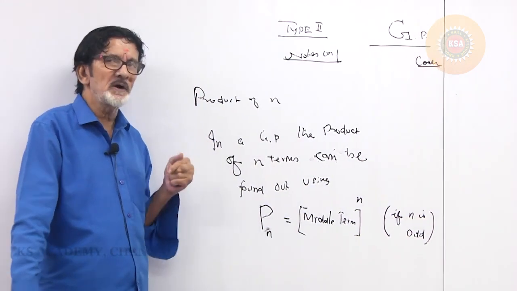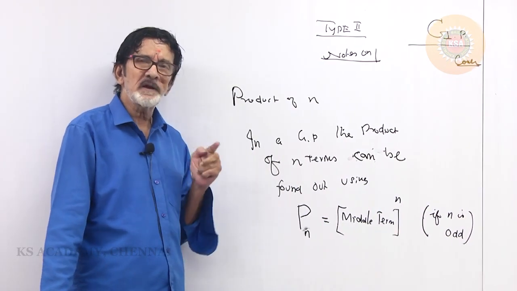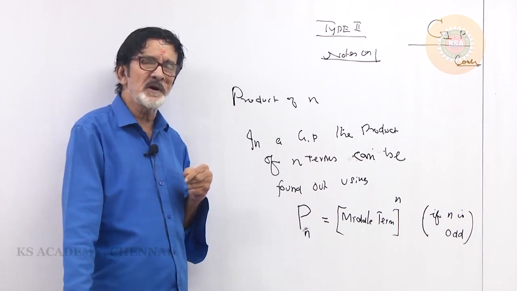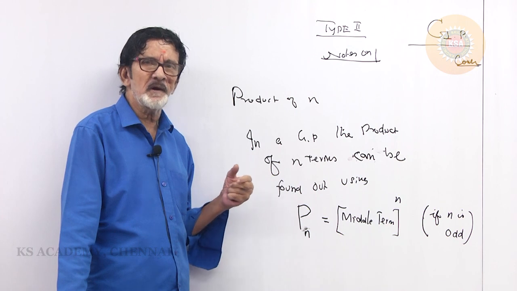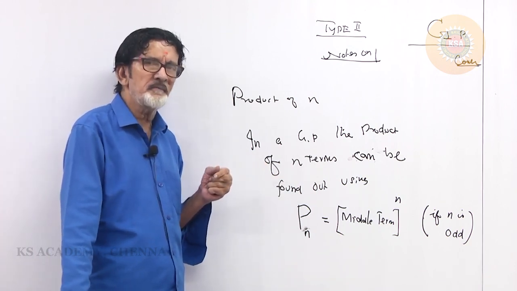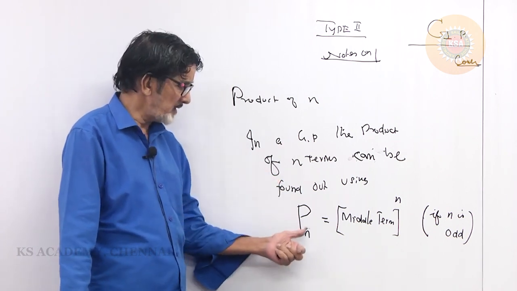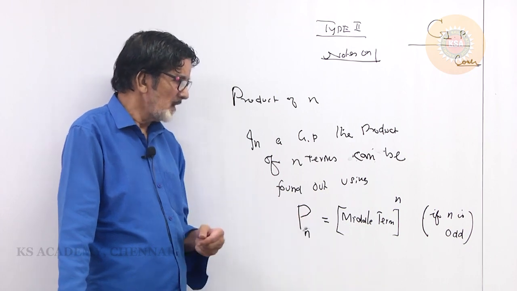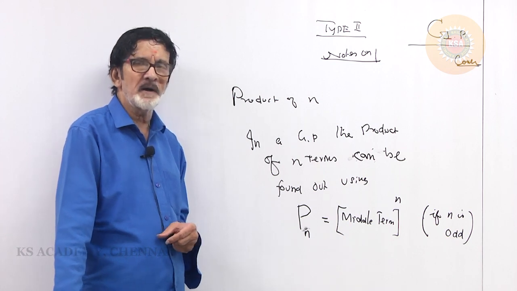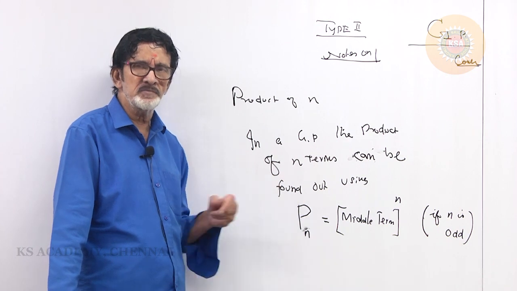The product of n terms of a GP can be found out if n is an odd number. You can calculate the product of 3 terms, 5 terms, 11 terms. The product of 4 terms you cannot, there is no formula. So the product of 10 terms has no formula. The product of n terms is equal to the middle term to the power of n, provided n must be odd. If n is an even number, we cannot find it, no formula exists.